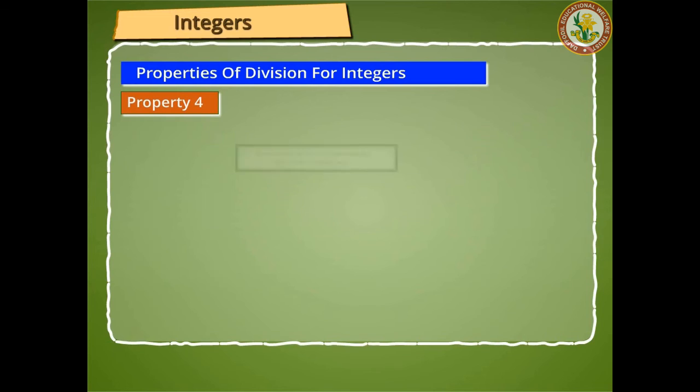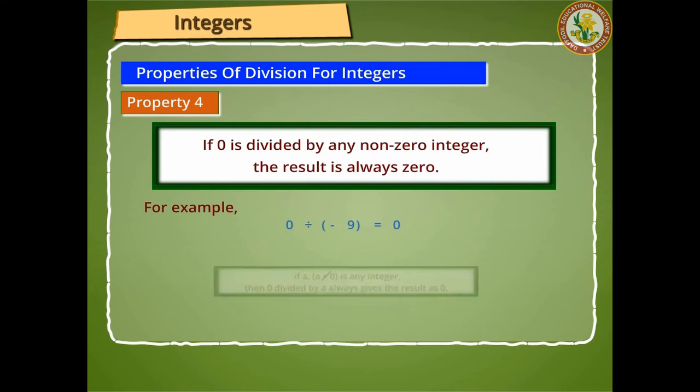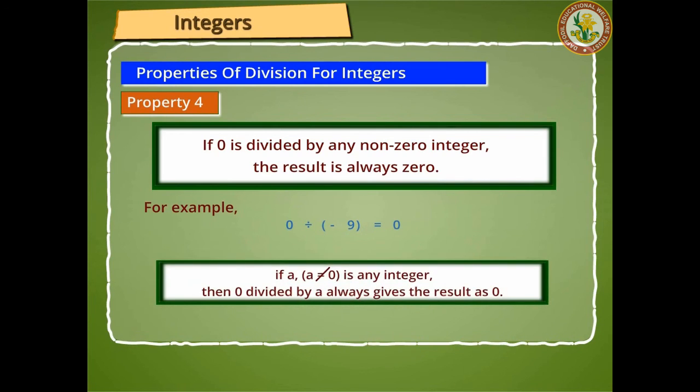Property 4. If 0 is divided by any non-zero integer, the result is always 0. For example, 0 ÷ (-9) = 0. Hence, if a is not equal to 0 is any integer, then 0 ÷ a always gives the result as 0.